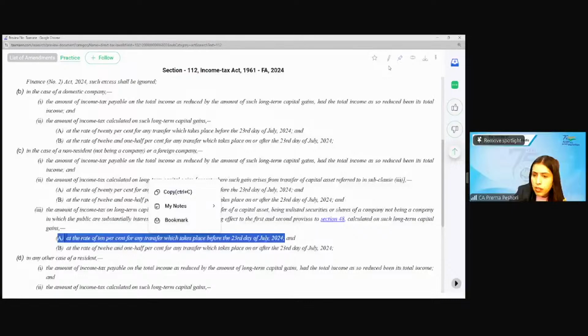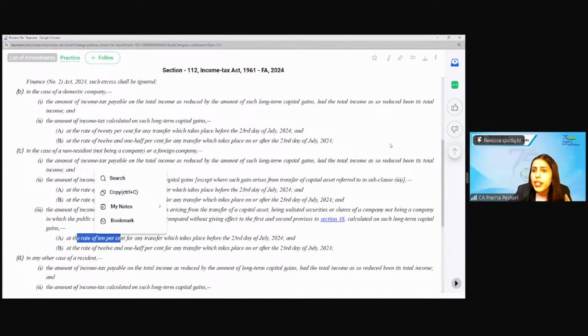for any transfer which takes place before the 23rd day of July 2024. Are we clear? So therefore, if you look at this, it is 10% before 23rd July 2024 and not 20%. If it is unlisted, see, that's why I told you that you need to remember these tax rates. Are we clear? So this will be taxable at 20%.